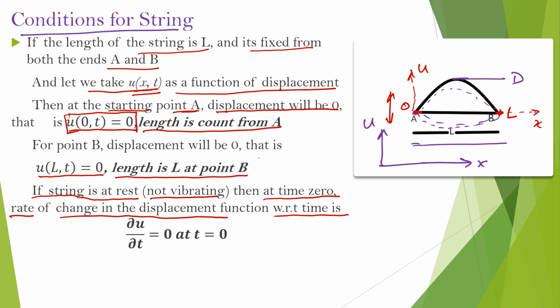That means when the string is at rest, that means there is no vibration, then del u by del t, that means the rate of change in the displacement with respect to time, is 0. There is no increment or decrement in the displacement with respect to time at t equal to 0. So these are the conditions which you have to remember in questions related to the string, and it is also required to remember the equation of the string.